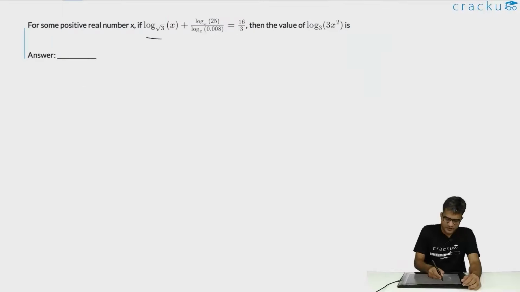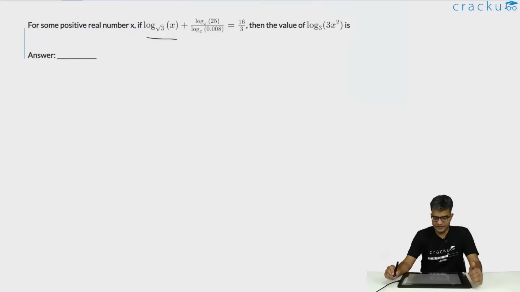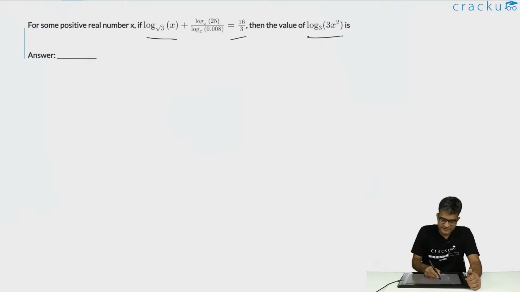In this question, we are told that log x to the base root 3 plus log of 25 to the base x divided by log of 0.008 to the base x is 16 by 3. We are asked to calculate the value of log of 3x square to the base 3. Now, let us first calculate the second term of the equation.